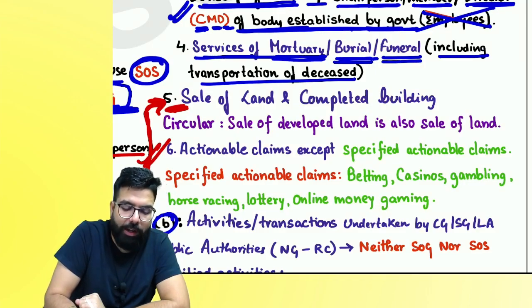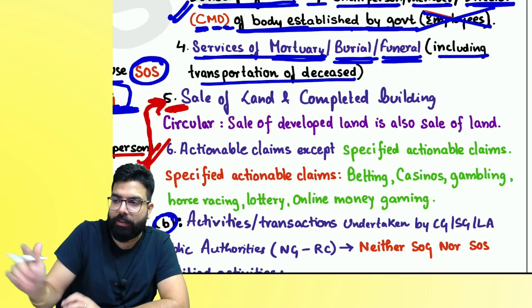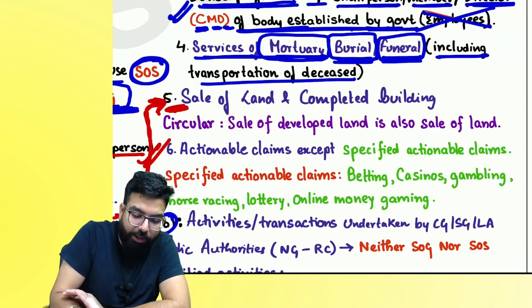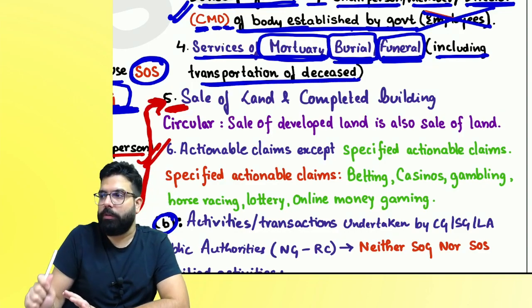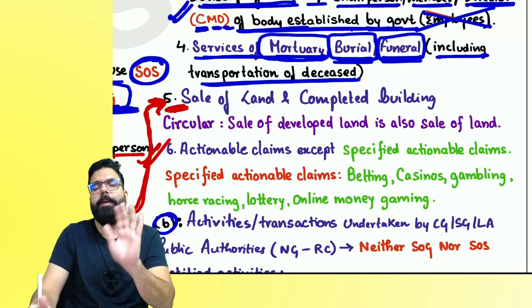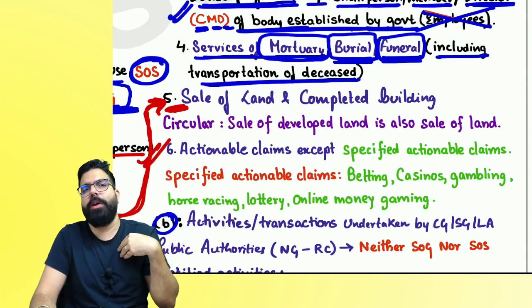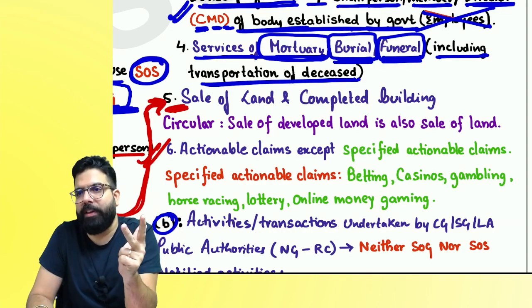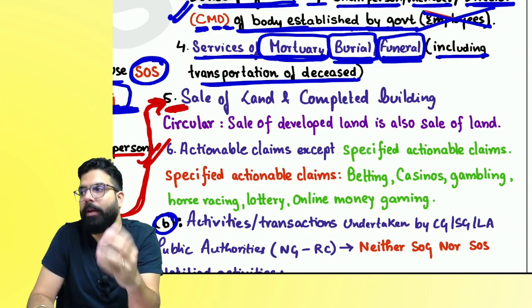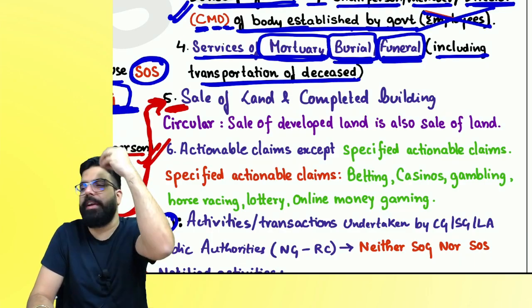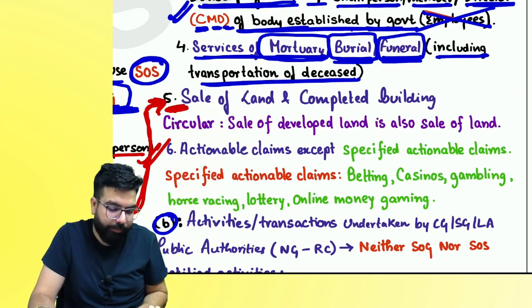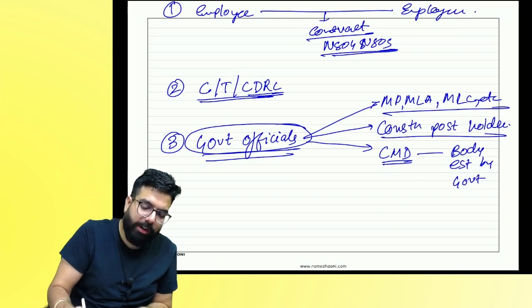Services by mortuary, burial ground, not all services. I'm telling services by whom? Mortuary service, burial service, funeral service, including transportation of the deceased. People, don't you think if I am giving mortuary service, it's an activity for a consideration, and it's my business to give mortuary service. It's a supply. But the government told, don't charge GST. It is neither supply of goods nor supply of service. Can I go ahead, everyone? Next. People, are we all clear till here?